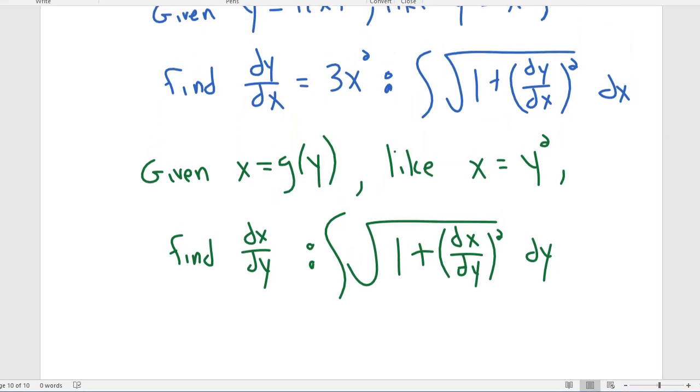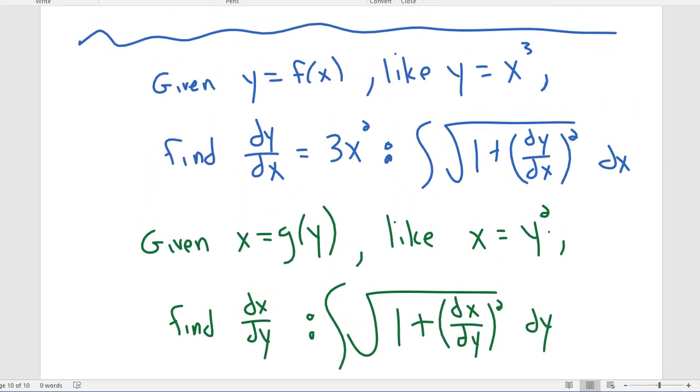So if I have y as a function of x, like y equals x cubed, then I can just find dy/dx and use this version of the arc length, this version of the distance. But if I have x equals a function of y, like x equals y squared, then we could find dx/dy, which we would then plug into this form. I didn't write this down, but dx/dy for this example would just be 2y. So I could use either one. So how do I know which one to use?